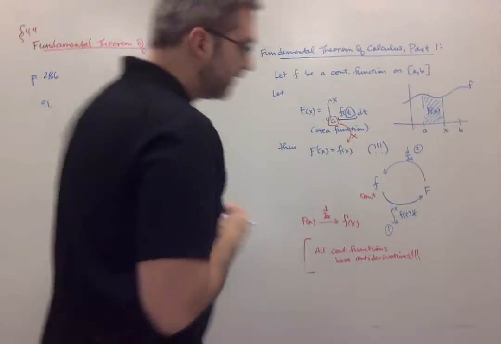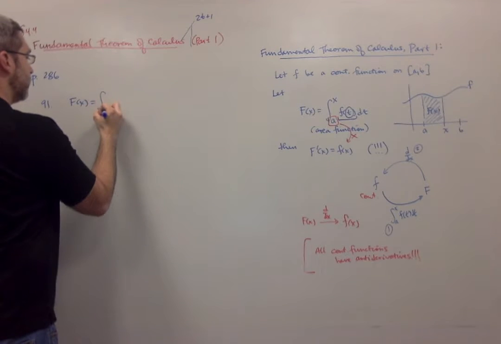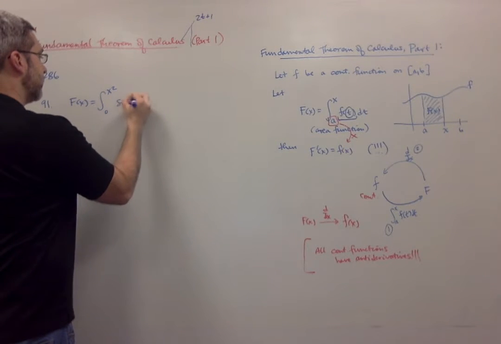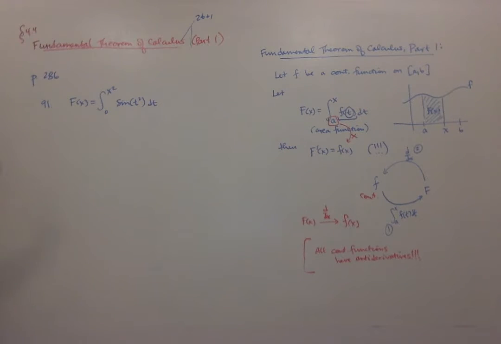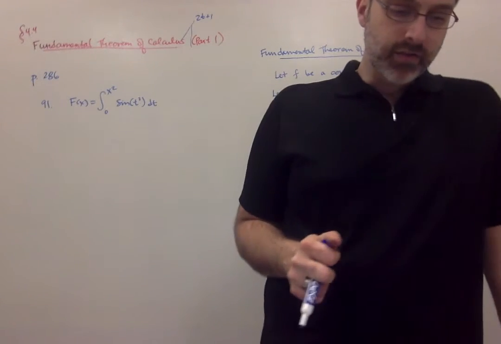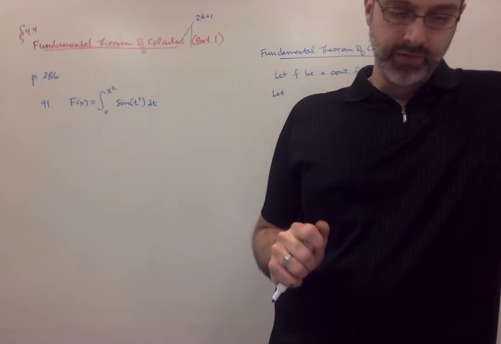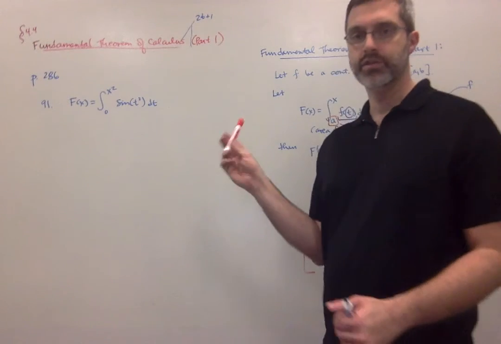All right, let's look at number 91. So here my function is the area from 0 to x squared under sine of t squared dt. Okay. Now I want you to take a look at this problem just for a second. How is this problem different than the other problems that we've been doing before?